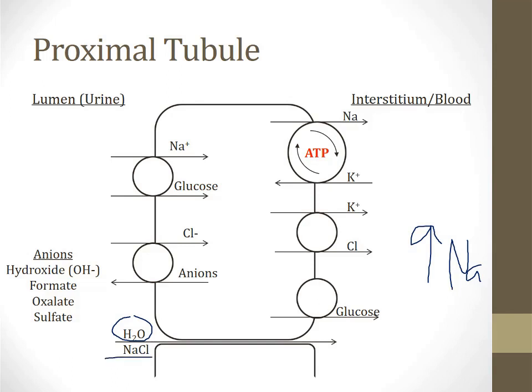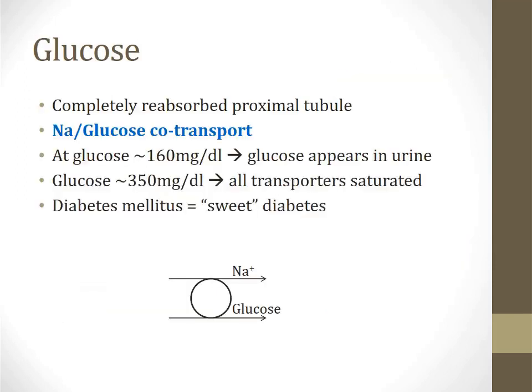So in this manner, we grab more water and sodium chloride from the lumen or the urine and bring it back into the interstitium or blood. Let me pause and make some important points about glucose. It's very high yield for you to understand this.